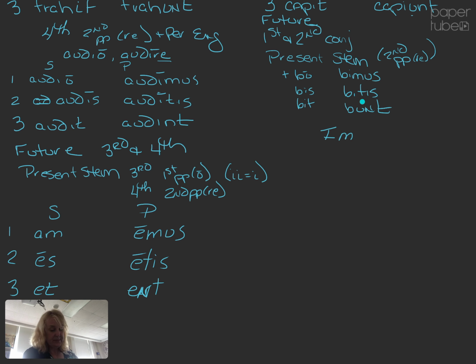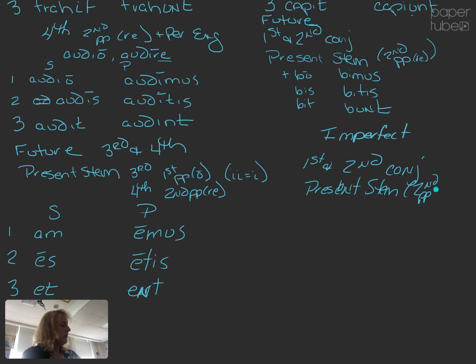Imperfect. For first and second conjugation, we take our present stem, remember that second principal part minus the RE, and we add bam, bas, bat, bamus, batis, bant.